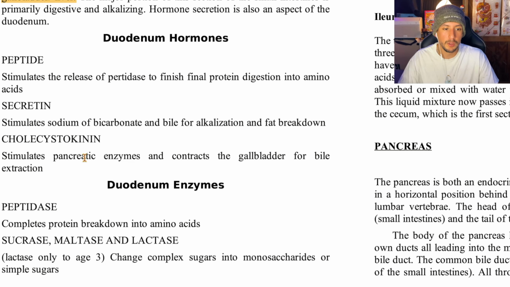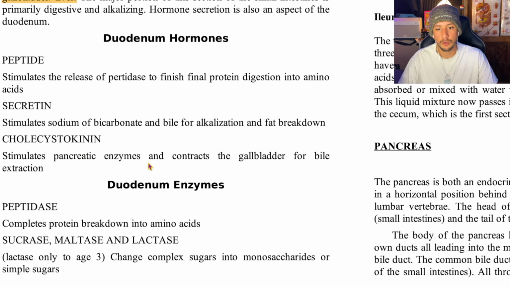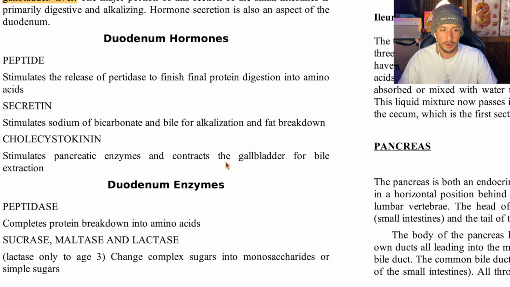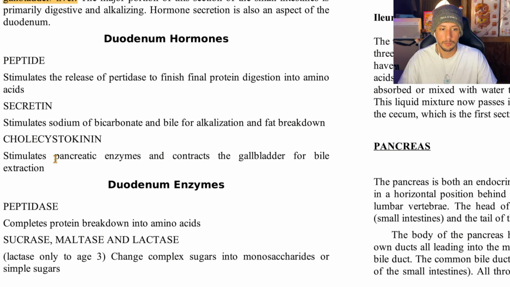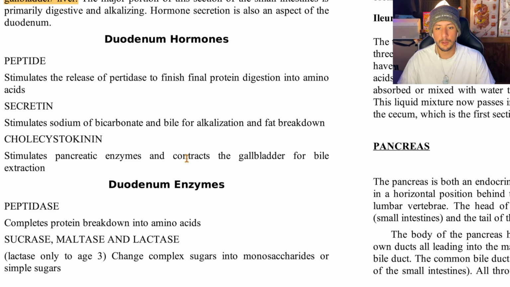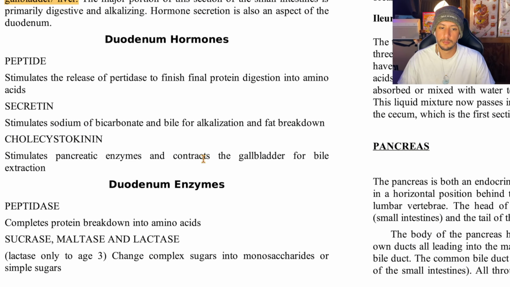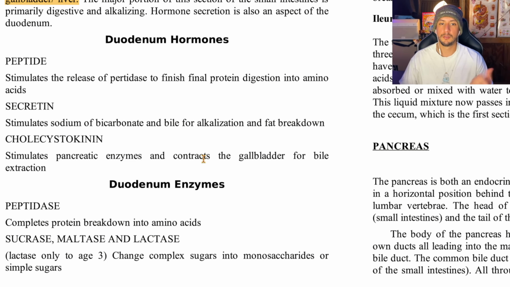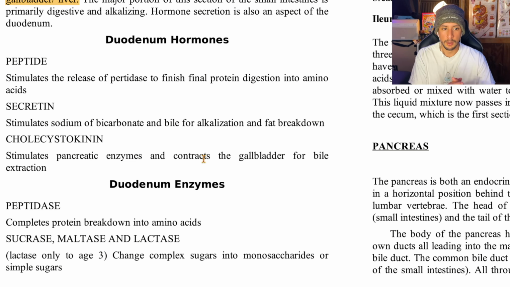Cholecystokinin stimulates pancreatic enzymes and contracts the gallbladder for bile extraction. So it hits up the pancreas, like, yo, need some enzymes, and then hits up the gallbladder, like, yo, need some bile.